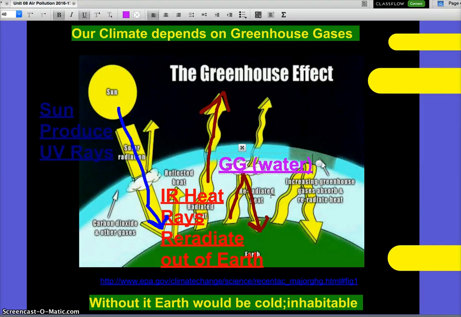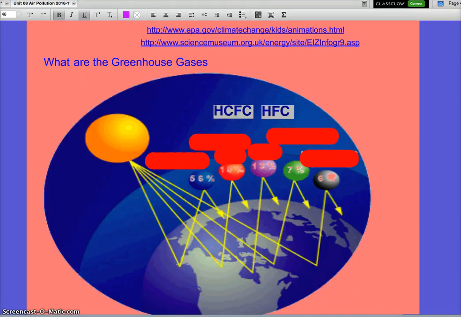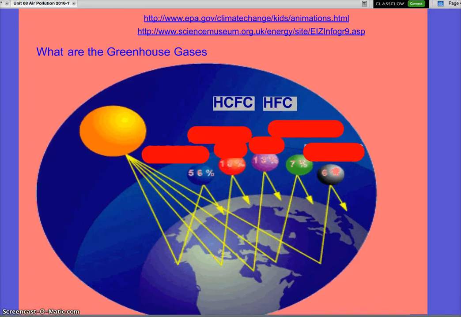Our problem lies in the fact that we've added gases to our troposphere that shouldn't be there in excess, which is causing more and more of these rays to come back down to Earth, which is causing excessive warming. So what are these greenhouse gases? And I want to tell you right now, these bubbles with numbers, you don't have to know them. So go ahead and take your colors and color in the numbers because you don't have to know these, okay?